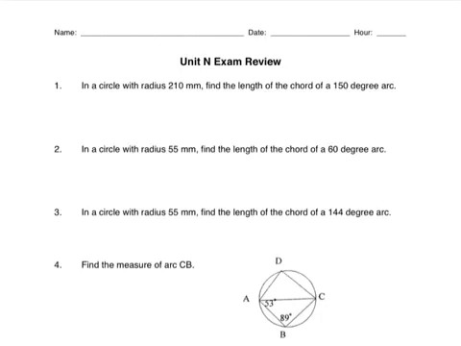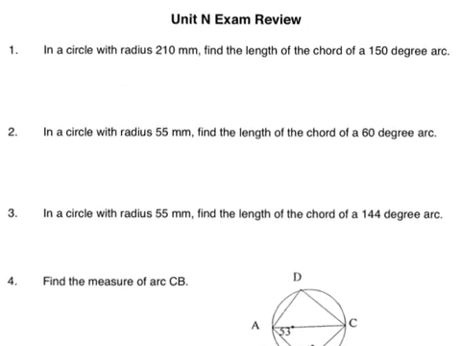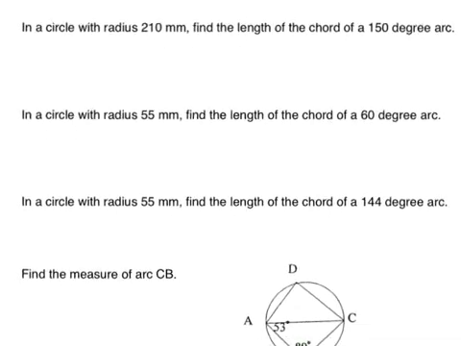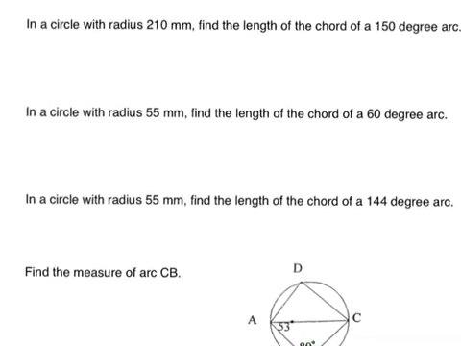I'm going to take this and blow this up so I have a little more room to sketch for these first couple of questions. The first one says, in a circle with radius 210, find the length of a chord of a 150 degree arc. So let's make sure we sort out what this question's asking.